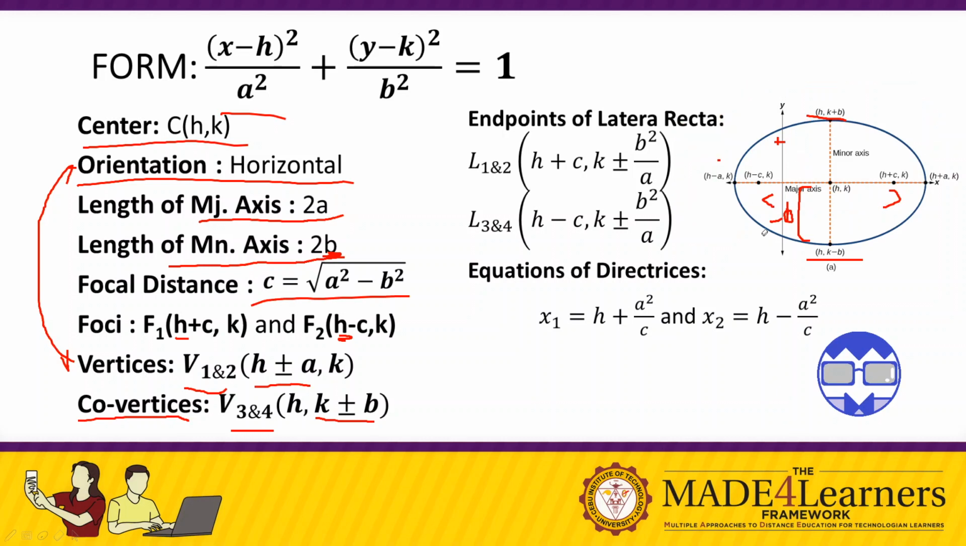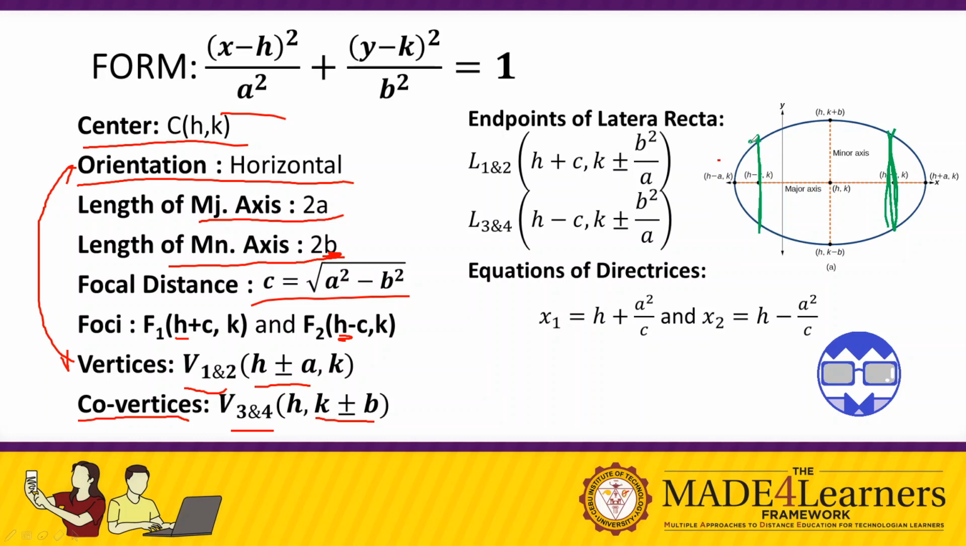Let's try to erase. Okay, so where can we see the latera recta? The latera recta always pertain to the focus. When we talk about latus rectum or latera recta, it is dependent on the focus. The latera recta passes through the focus. So the green line segment is the latera recta.